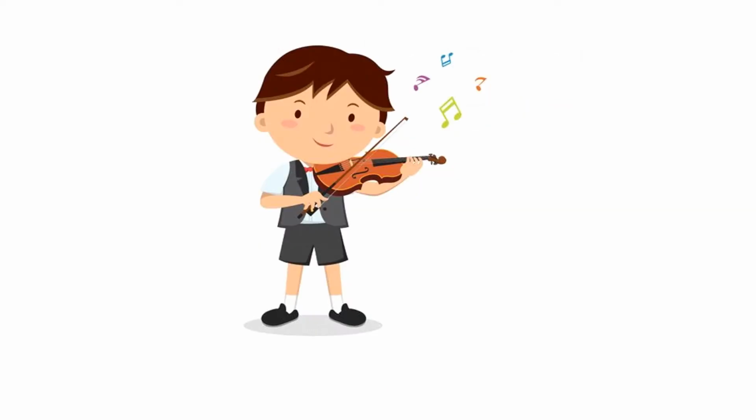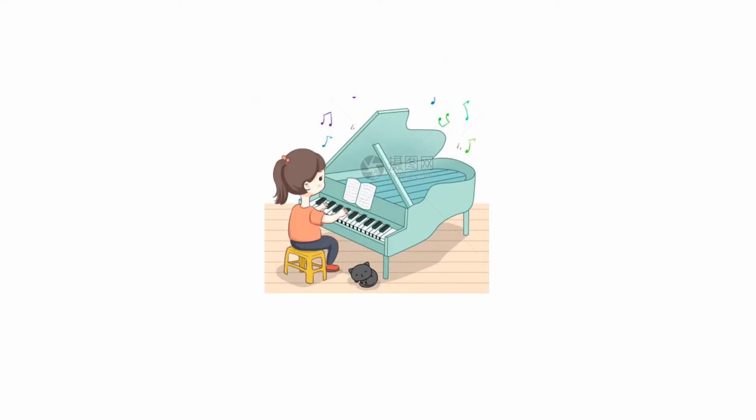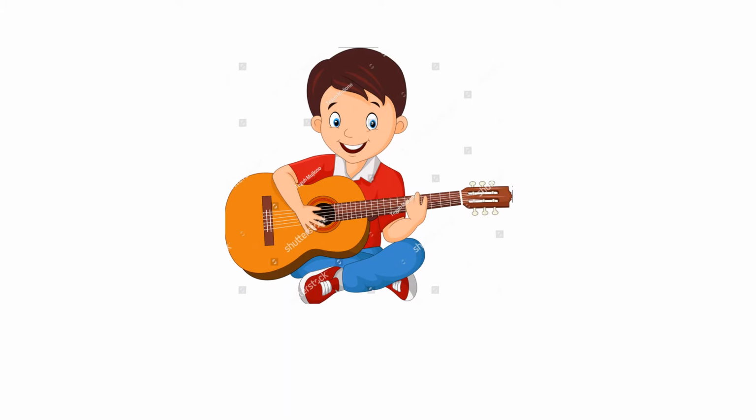Playing violin, 拉小提琴. The play here is a pulling action, so play here is actually pulling violin, 拉小提琴. Playing piano, 弹钢琴. Play here is 弹, 弹 is an action using the finger, so play piano, 弹钢琴. Play guitar, 弹吉他. Again, 弹 here is using the finger, 弹吉他.